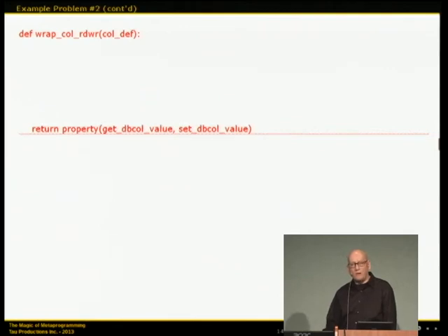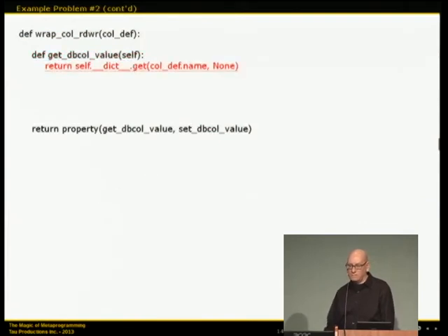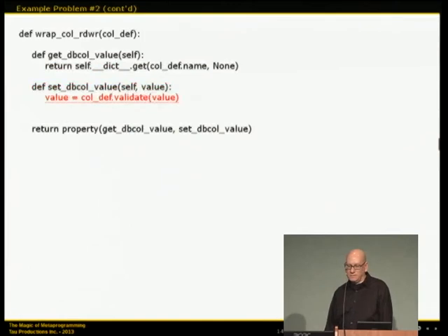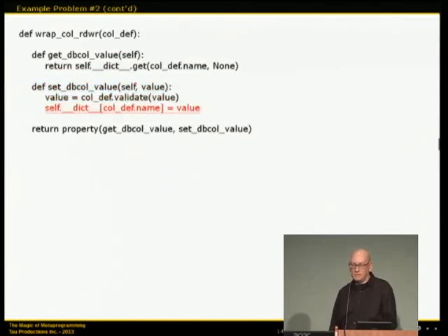So maybe we wanted to wrap that attribute, and so we could get into wrapping a column definition to read and write. So we can say we're going to get the value and pull the attribute out of the dictionary. There's a set, and so we can actually intercept those. So the get is simply passing it through. The set DB column is actually validating the value. So we're also going to make sure that if you set this attribute, it's a proper type. So if it's an integer column, you can't set it to a string. And then return a property.